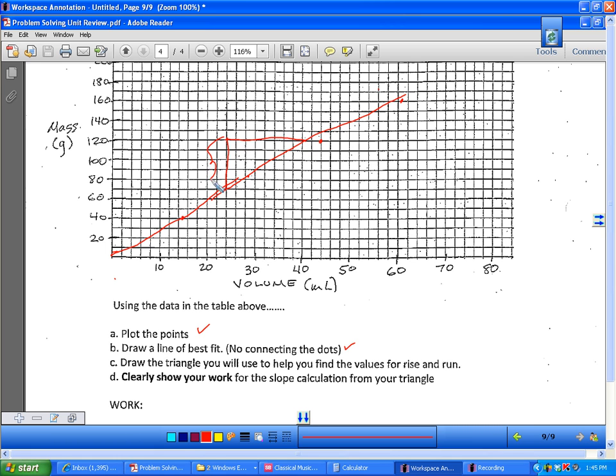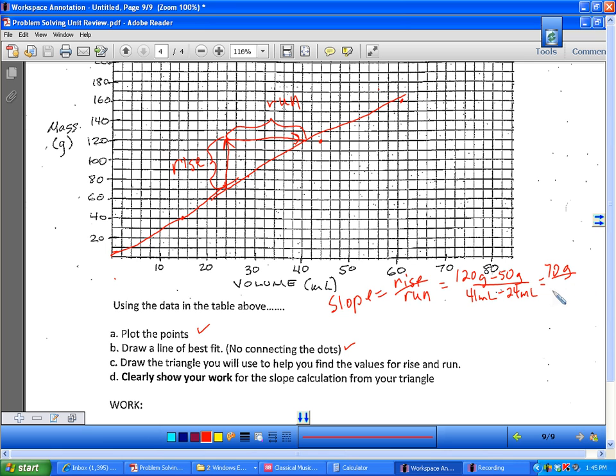So there, this is called my rise because I'm going up. This is called my run because I went over. So the slope is rise over run. So now I have to go back and get values. My rise went from, it looks like about 70 to about 120. So I'm going to say that 120 grams minus 50 grams was my rise. My run looks like it went from about 24 over to approximately 41. So 41 milliliters minus 24 milliliters. And so I'm going to get 70 grams on the numerator.